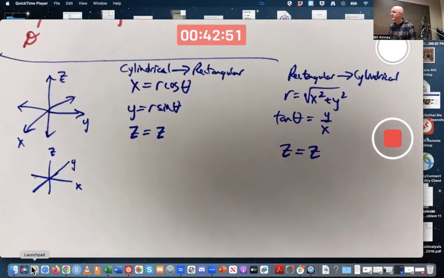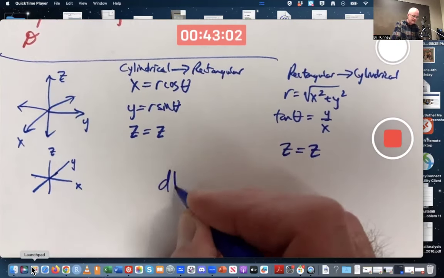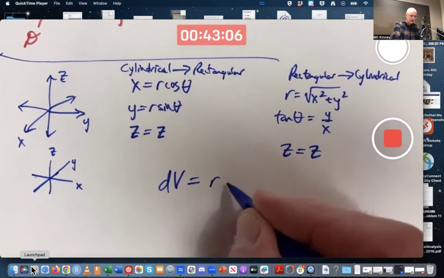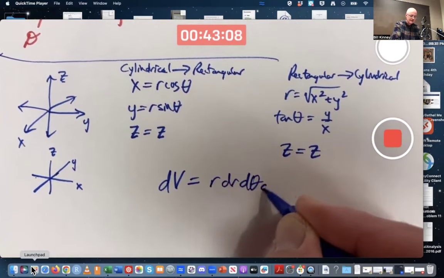Cylindrical coordinates is useful for doing triple integrals. Polar for double, cylindrical for triple. And what happens is dV equals r dr d theta dz.